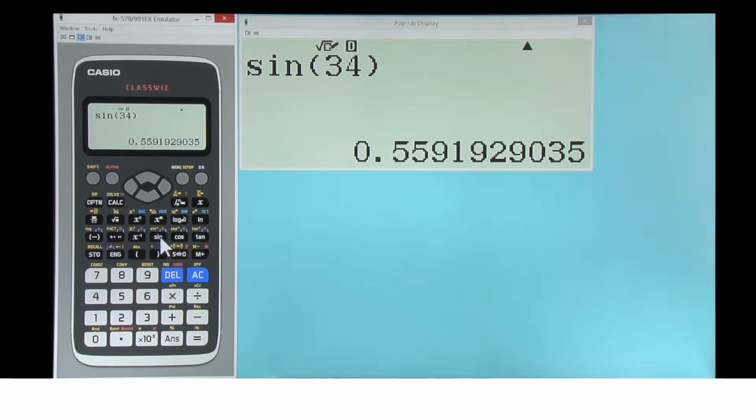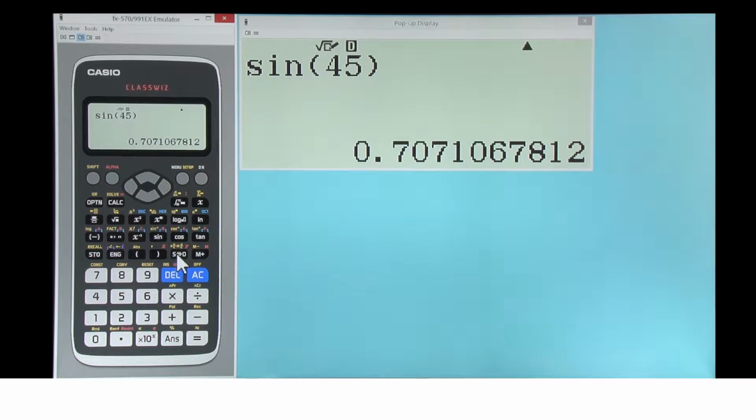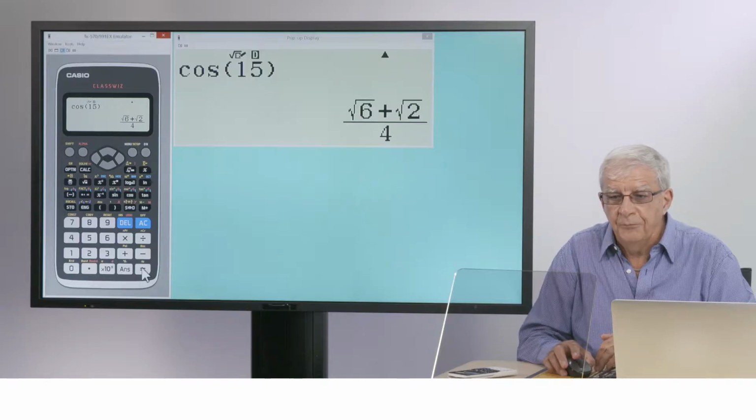So, for example, the sine of 45 degrees is shown as the square root of 2 over 2. It's an exact number. You can get a decimal, of course, with the S to D key, but it's better to have an exact number. And even some other less common angles, cosine of 15 degrees, for instance, is also an exact number.